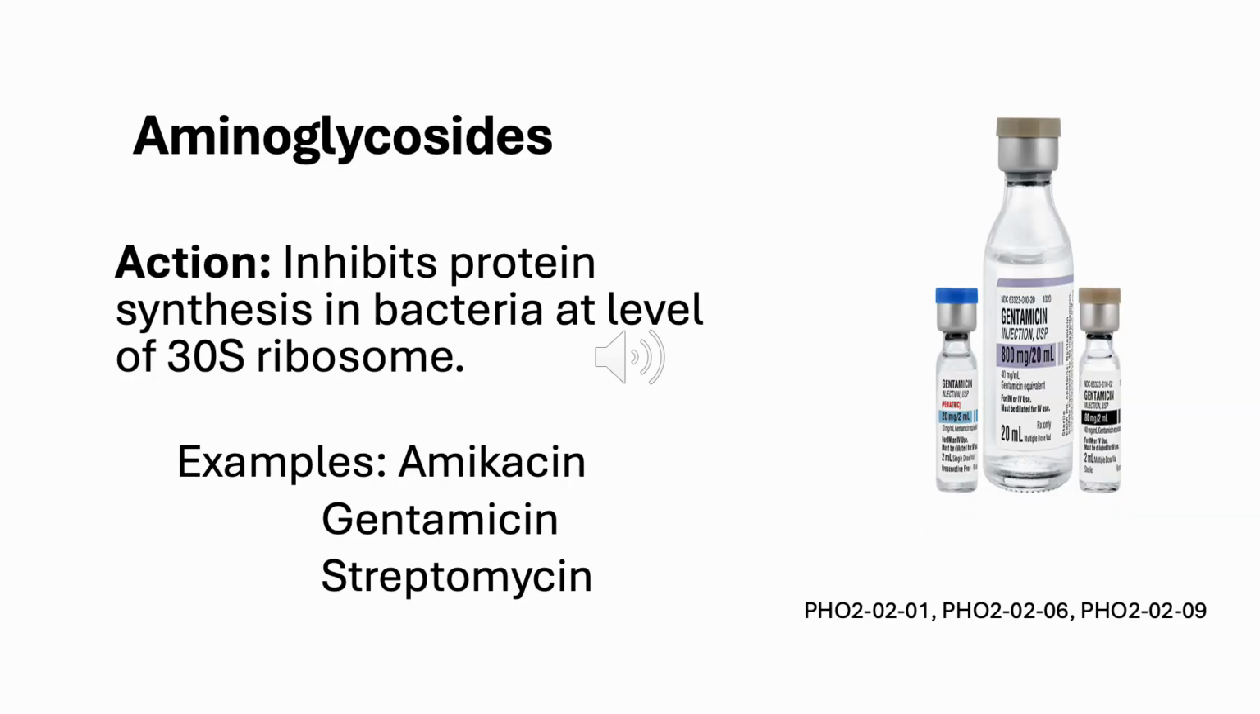Aminoglycosides inhibit protein synthesis in bacteria at the level of the 30S ribosome. Examples of this classification are amikacin, gentamicin, and streptomycin. This classification is also very harsh on the body, causing ototoxicity and nephrotoxicity. Nursing assessment for the patient is extremely important, not only for monitoring lab work, but also for doing that physical assessment.